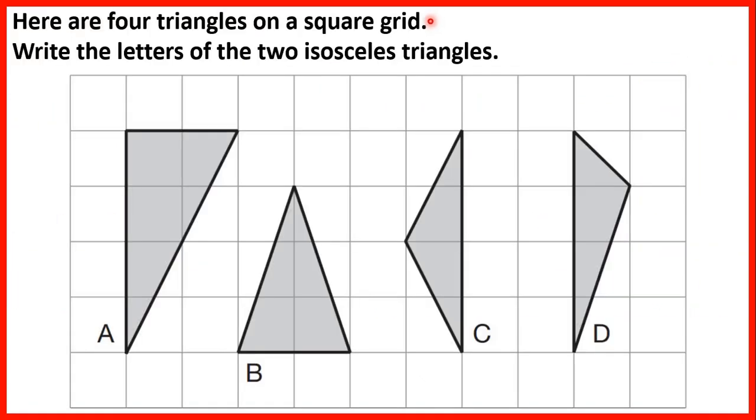Here are 4 triangles on a square grid. Write the letters of the 2 isosceles triangles. So for this question, we need to remember that isosceles triangles have 2 sides of the same length and 2 angles that are the same size. So B is isosceles because we've got 2 lines of the same length, and then these 2 angles at the bottom will be the same.